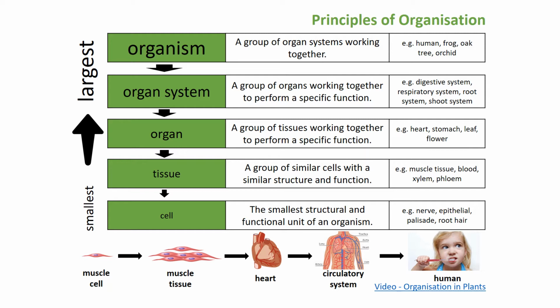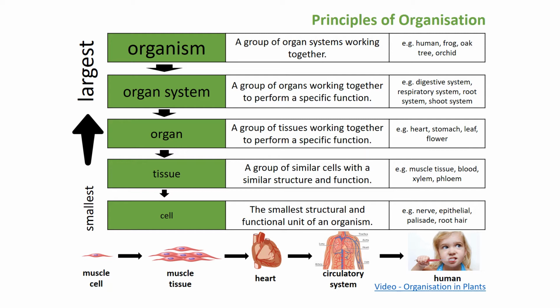Now, if we take an organ, that's broken down into tissues. So a tissue is a group of similar cells with a similar function and structure. So muscle tissue is made up of muscle cells. There's lots of those muscle cells that are very similar, they're the same, that come together to perform a function, which is to contract and relax. So examples are muscle tissue, the blood, xylem and phloem in plants.